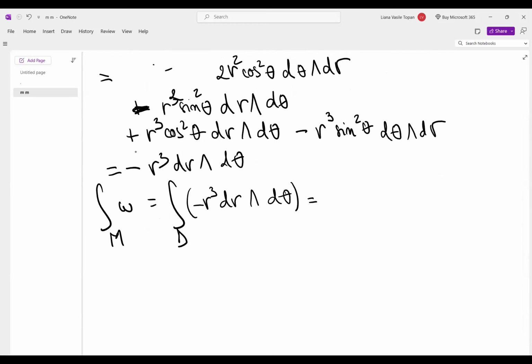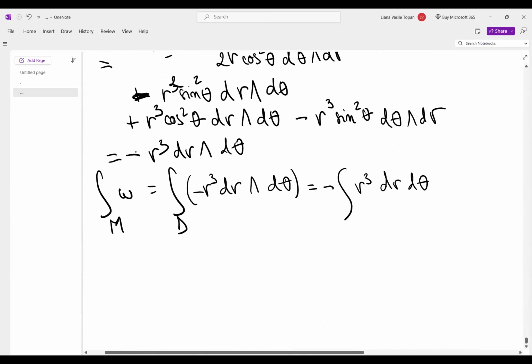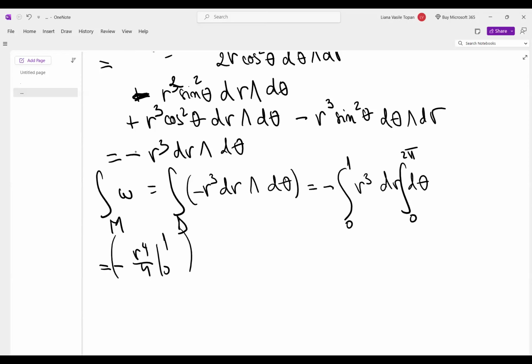So this will be minus the integral of r cube dr d theta. R was running 0 to 1 and theta 0 to pi. So this is minus r to the power 4 over 4, from 0 to 1, times theta from 0 to 2 pi. So that's negative 1 over 4 times 2 pi, and it's negative pi over 2.